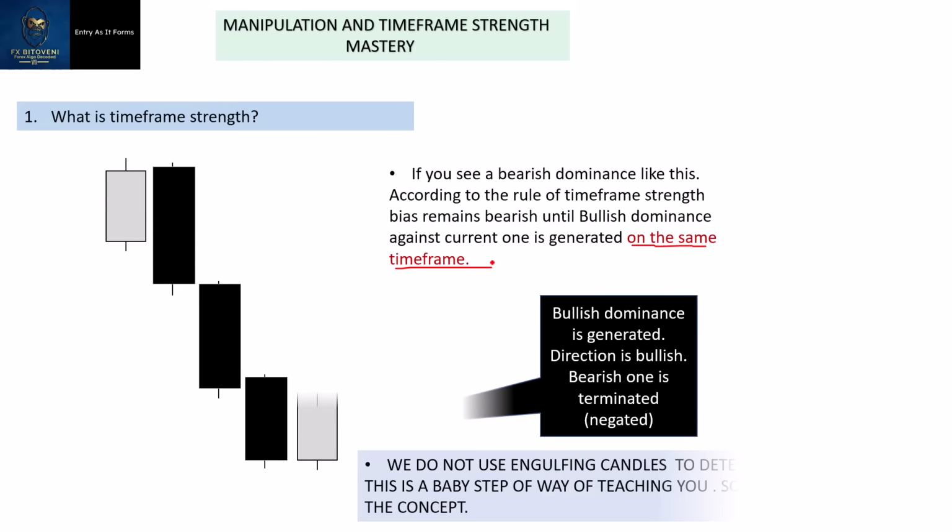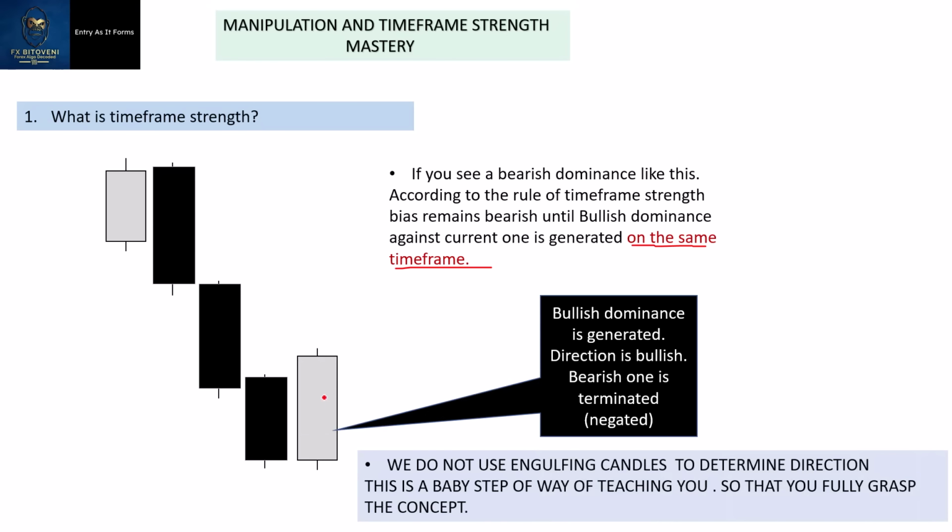Sorry, guys. Now, look at here. Here we have got a bearish dominance forming. We keep being bearish on the same time frame until this move is negated. It is negated here. Once we see this negation, now we know price is going higher, right? So bullish dominance is generated. The direction is bullish. The bearish one is terminated, is negated.